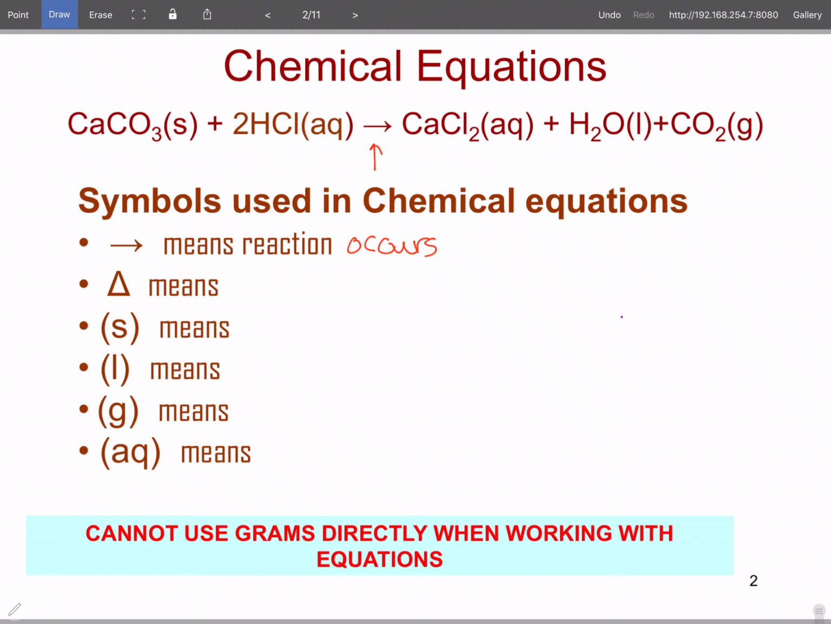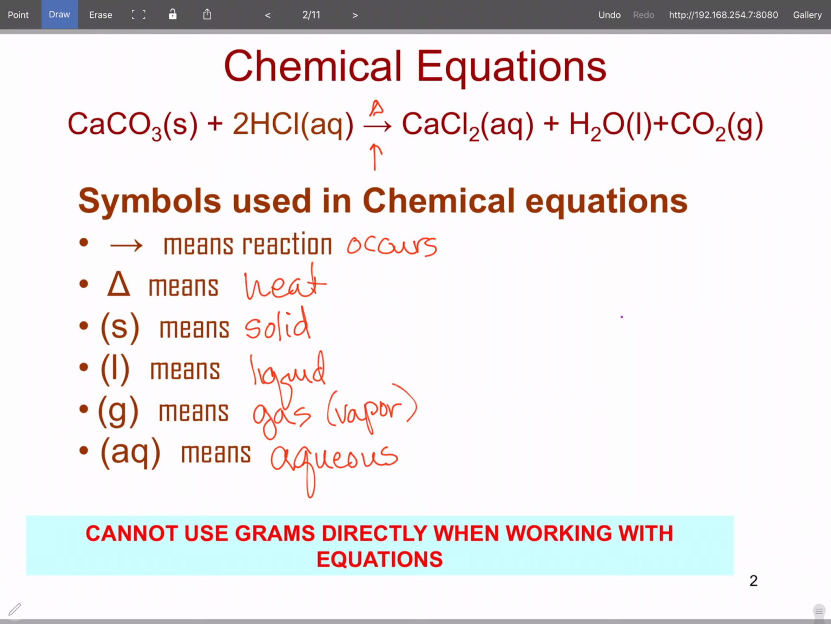Okay, delta is usually placed on top, and it means heat is needed for the reaction to occur. Okay, S means that the species is in solid form. L means that it's in liquid form. And G means it's in gas or vapor form. And AQ means aqueous, which we'll get into in chapter 4 in a lot more detail, but that means dissolved in water. And hence the aqueous water.